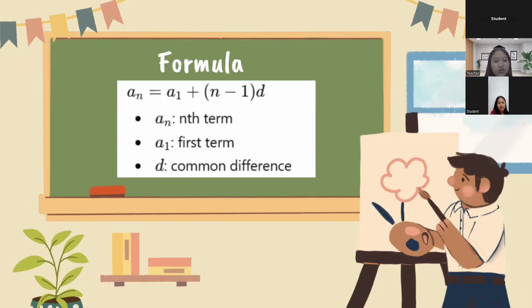Okay, next. Let's talk about the formula. a sub n is equal to a sub 1 plus n minus 1 times d. a sub n is the nth term, a sub 1 is the first term, and d is the common difference. Don't worry, we will use an example.